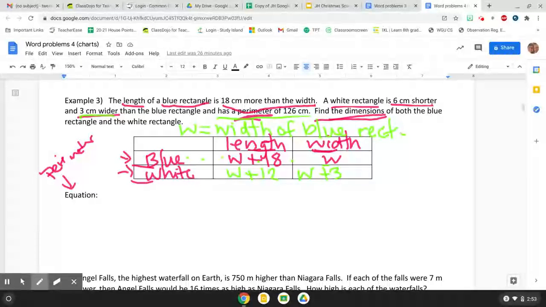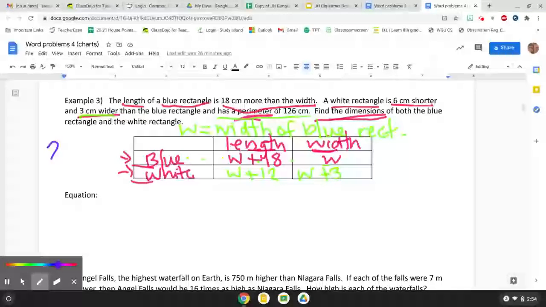Now, at this point, I know that I have to deal with this perimeter. So I need to think to myself, how am I going to represent perimeter? What is perimeter? If I'm thinking about perimeter and I want to say it in general terms, I can say, all right, perimeter is 2 of the lengths plus 2 of the widths, right? So that's going to be 2 lengths plus 2 widths. And this is just me thinking out loud.